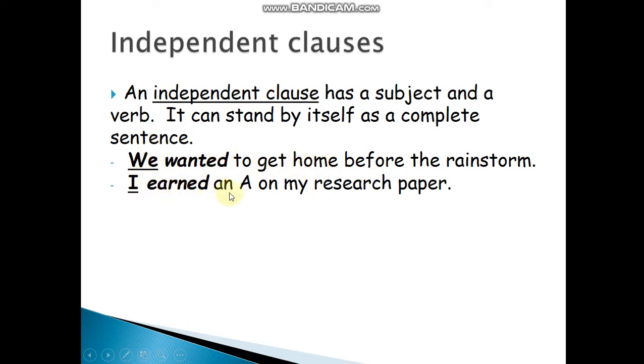I earned an A on my research paper. I is the subject, earned is the verb. Because we have a subject, which is I, and we have a verb in the sentence, which is earned, therefore this is a sentence. This is a complete sentence because it can stand alone. It has an independent clause in it.